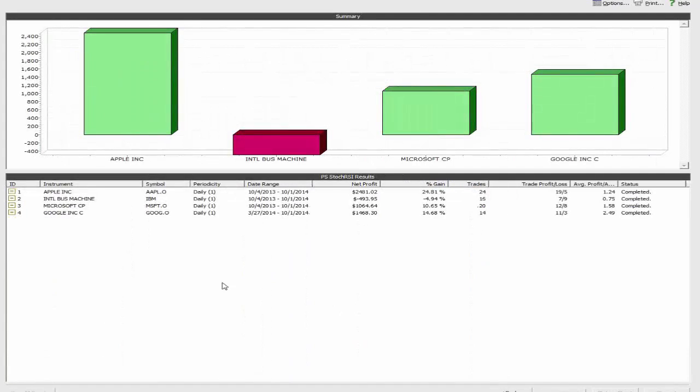I'll just click on View on the chart. Here we've got the charts. Remember, we tested a basket, so we were looking at average numbers there. Now we're looking at which ones actually work.